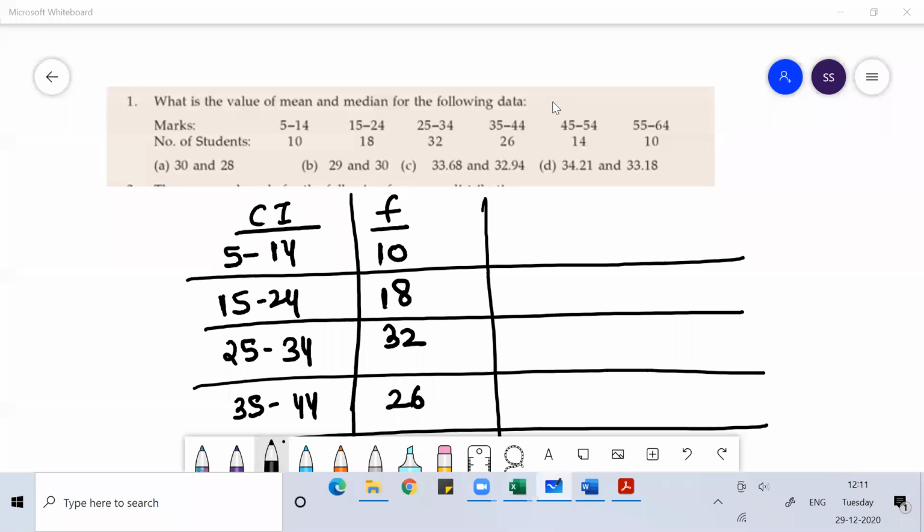Anyone got the answer for this problem? In this problem, you have to find the value of mean and median. If you notice, the class intervals are not continuous, so you have to make them continuous, and then you have to find the mean and median. Anyone got the answer?